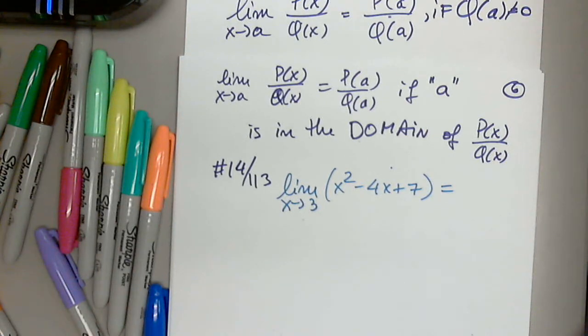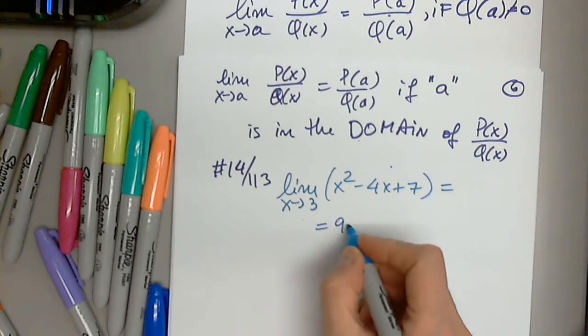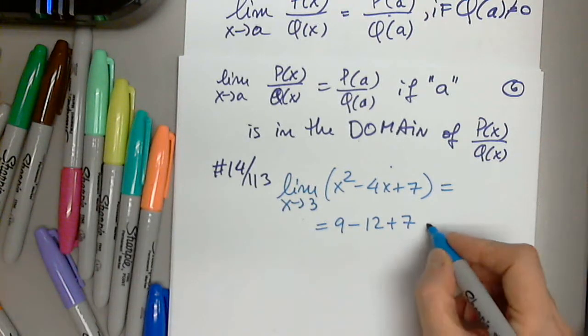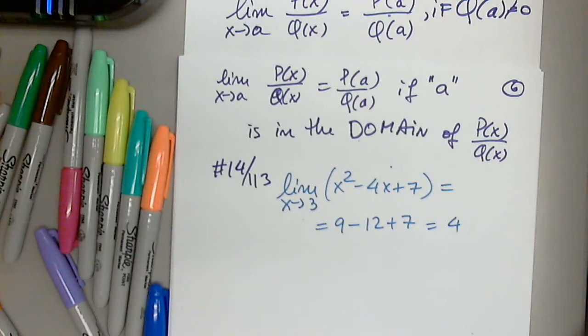True. However, what is this? It's a polynomial. I don't have to split. I don't really have to use the limit laws. Because it's a polynomial, all I have to do is just plug in 3, that's it. So then the answer would be 9 minus 12 plus 7. 16 minus 12 is 4. And that's the final answer.